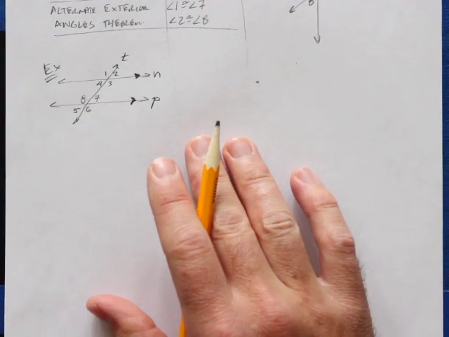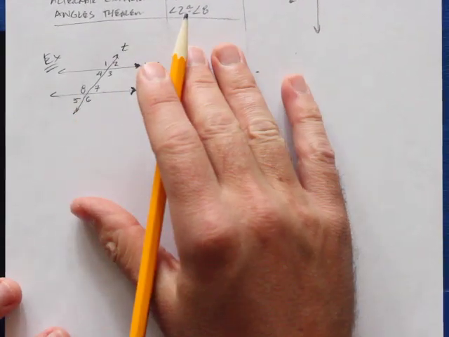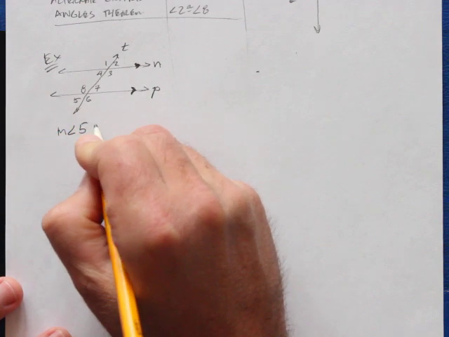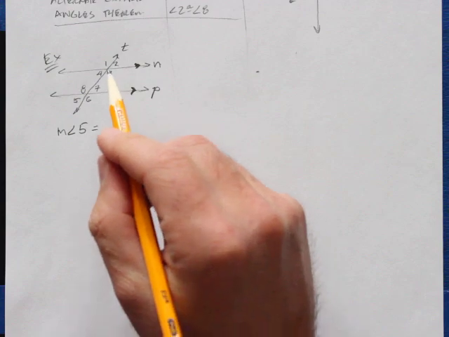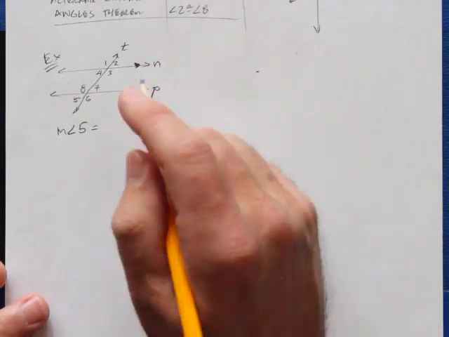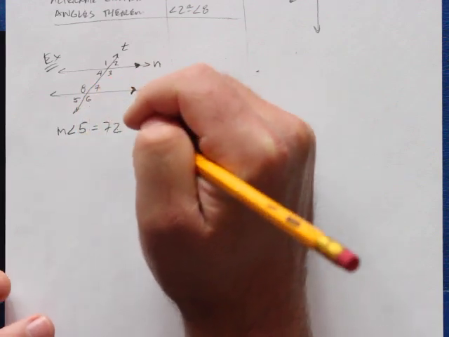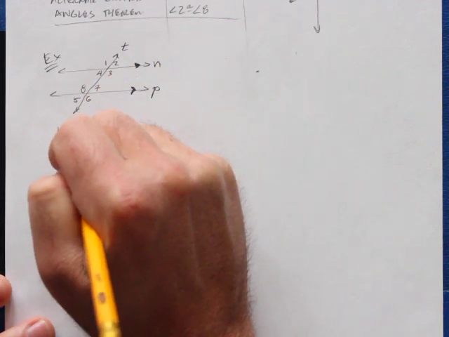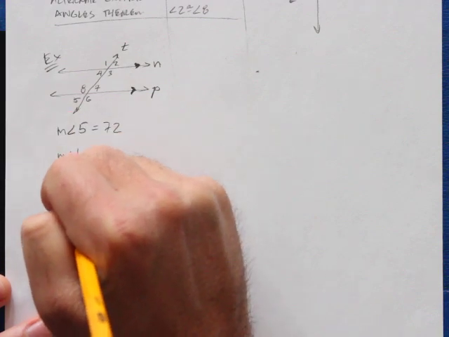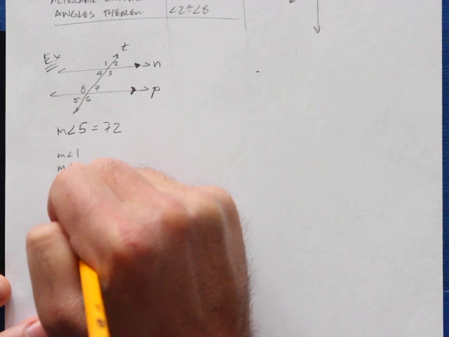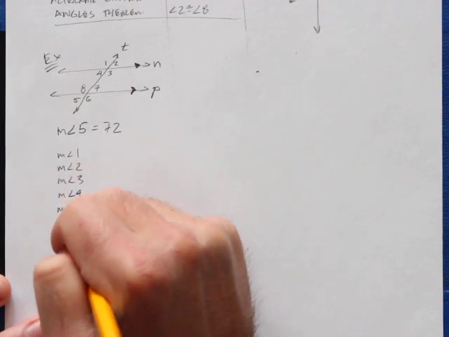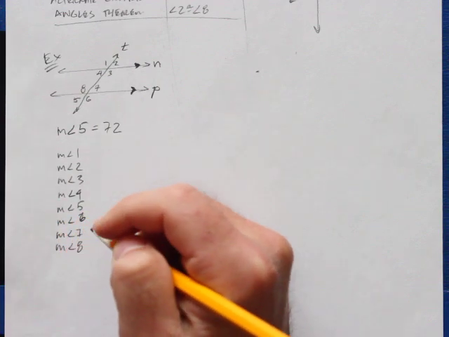Now, I should be able to give you just one angle measure, and you should be able to give me the measurement for all of the other angles. So measure of angle 5 is 72 degrees. So now I want measure of angle 1, measure of angle 2, measure of angle 3, measure of angle 4. I already have measure of angle 5, but I'm going to write it down there anyways. 6, measure of angle 7, and measure of angle 8.